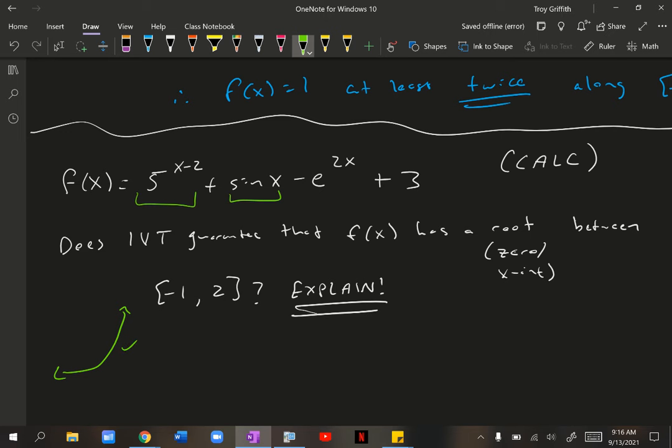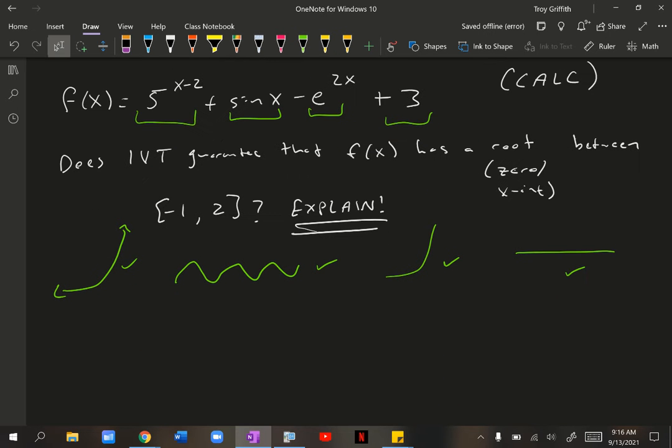If I look at sine of x, that's a wave. This is continuous everywhere. If I look at e to the 2x, that's also an exponential function, although this part's negative, but it's an exponential function. So this is continuous everywhere. And if I look at the number 3, that's just a flat line. That's continuous everywhere. Okay, so guess what? If I take a bunch of continuous pieces and I add or subtract them all together, I get something that in the end is still continuous.